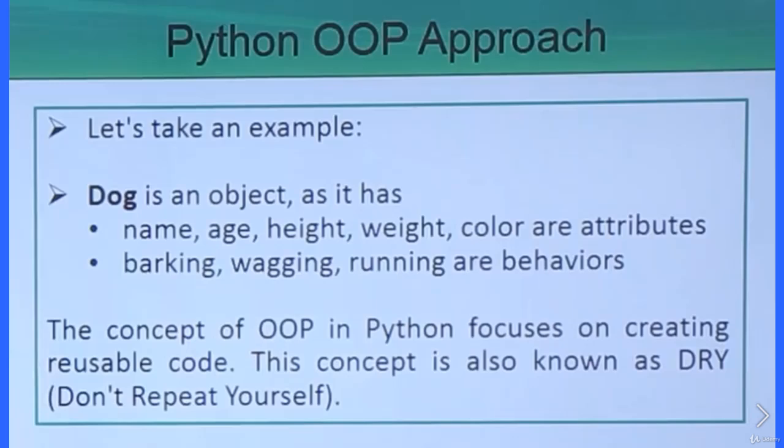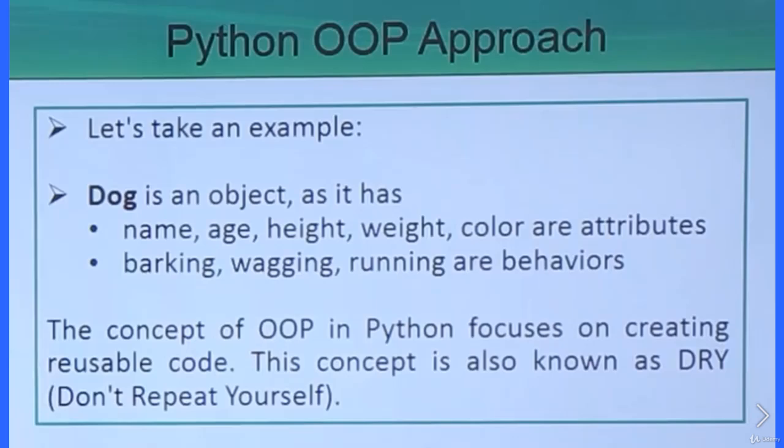So the concept of object oriented programming in Python focuses on creating reusable code. That means once the code is defined and written, we can reuse that code as and when required. So reusability will be enhanced if you go for object oriented programming, because whatever methods we write can be used any number of times. So this concept is also known as DRY, that is don't repeat yourself.